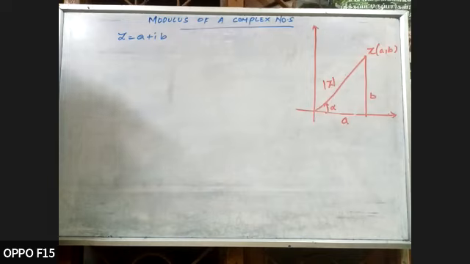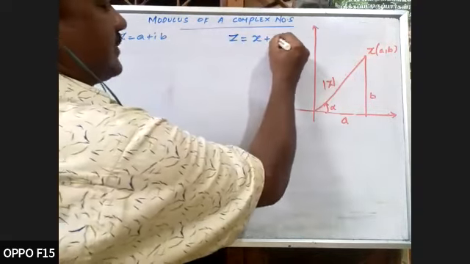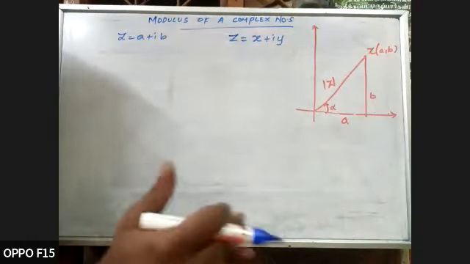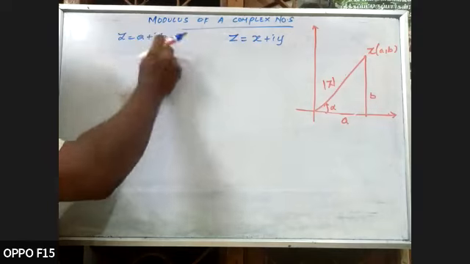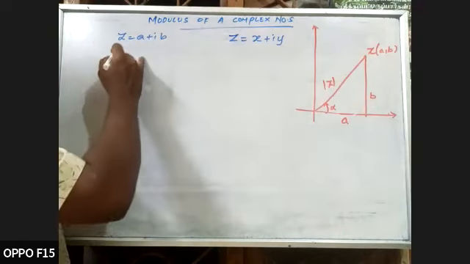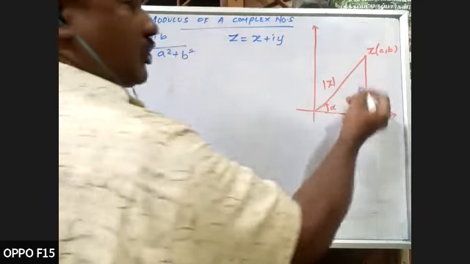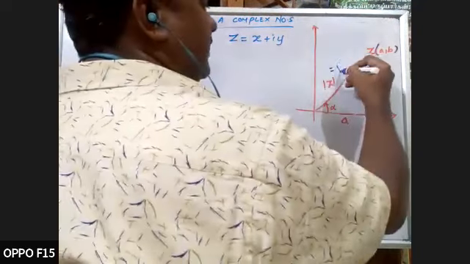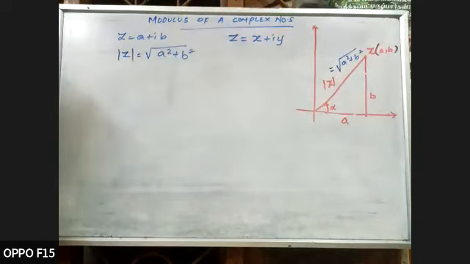Please listen. If z equals a plus ib, I told you any complex number should be written in the form a plus ib. Otherwise you can take this as z equals x plus iy. Both are the same. So anything should be in real and imaginary. If it is in the form of a plus ib, then this is called a complex number. If z equals a plus ib, then the modulus of z, you can write this as square root of a square plus b square. Diagrammatically, suppose we have the coordinates as (a, b), then the modulus of z is equal to square root of a square plus b square. Okay, this is called modulus of z.